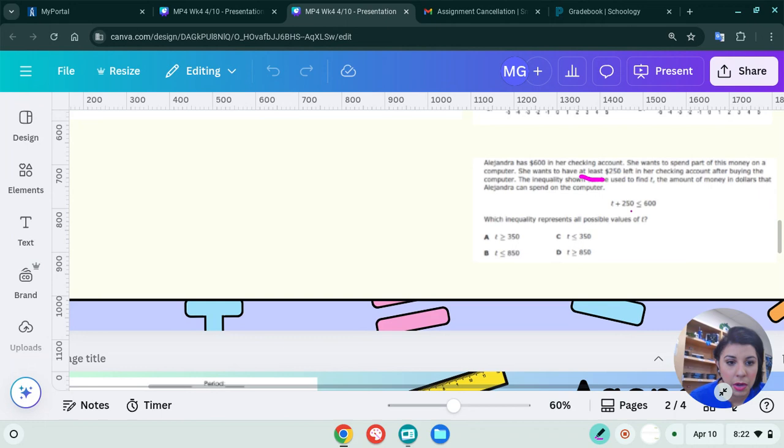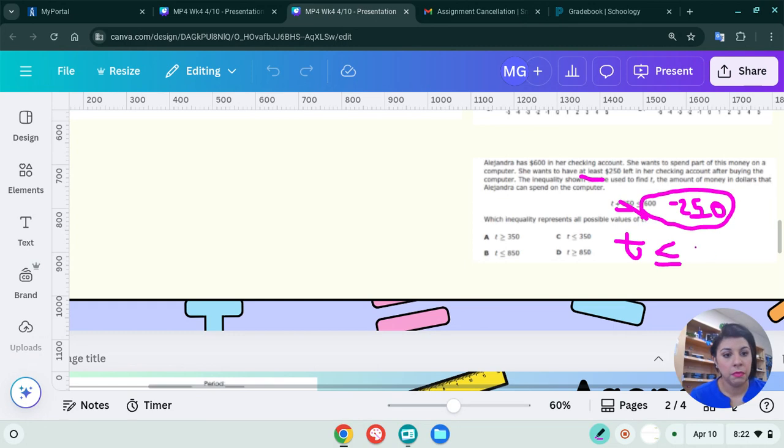So we see this right here, and then we see our symbol. It has to be lower than or equal to 600 because that's her maximum budget. So the opposite of plus 250 is to take away 250 from both sides. Write that with me. This cancels out. Now we have T. We're going to bring down the same symbol. She can only spend less than or equal to, and we do 600 minus 250, and we end up with what? 350, right? That's going to be her budget.